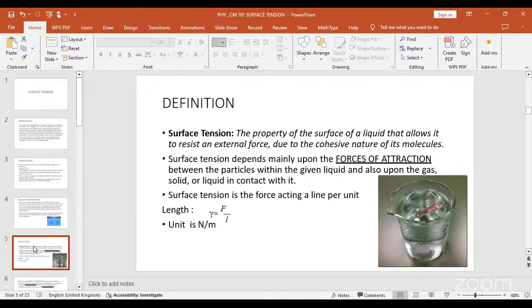This principle also holds for gases as well, for solids as well, but that of liquid is more pronounced. So surface tension is defined as force over unit area. Now the unit is Newton per meter squared.